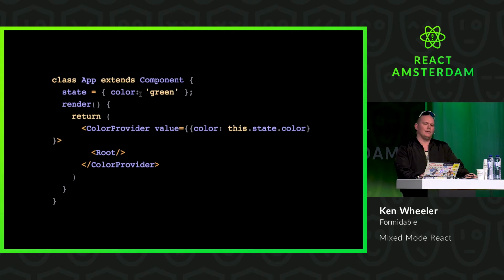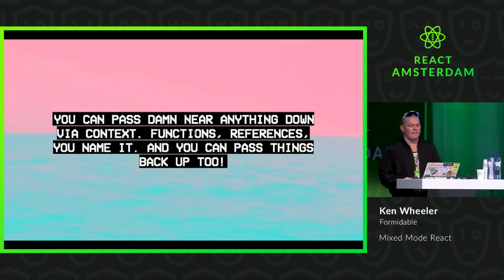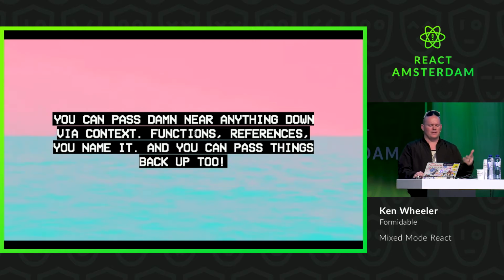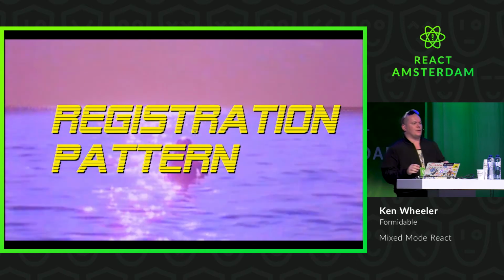If you were to update your state, it's going to update the context, and anything that wants it is going to update in turn. So you can pass almost anything down via context. You see it used a lot for theming and internationalization and things like that, but also functions, references, anything.